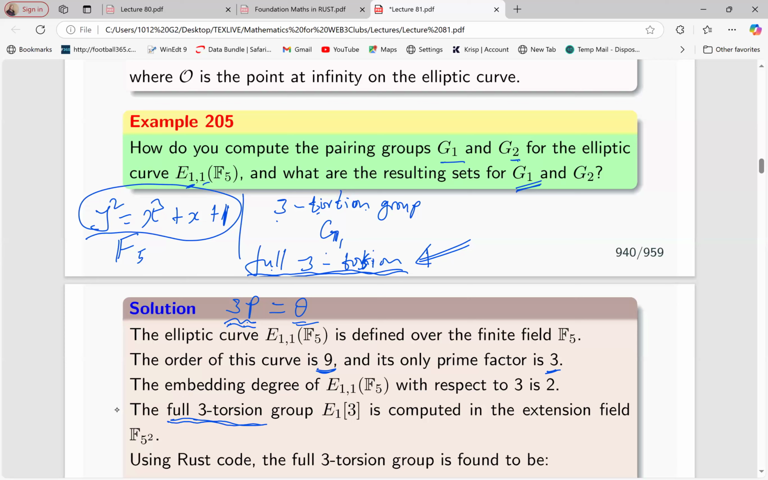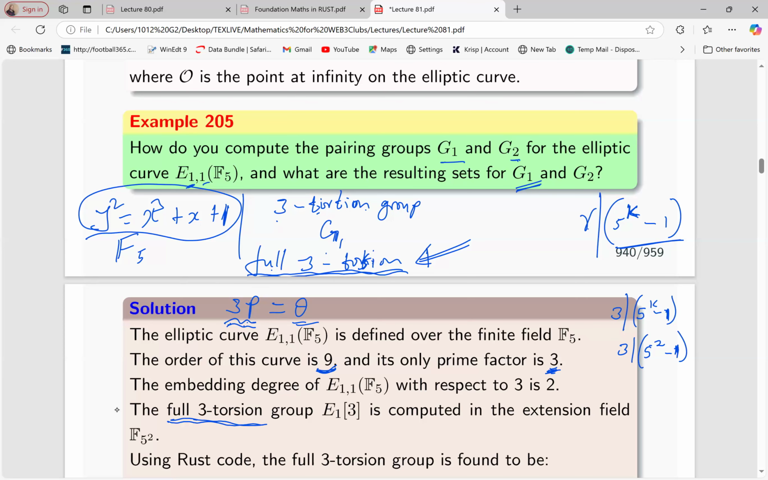The longer way says, after you have found the order of the group and the divisor, you find the embedding degree. What is the embedding degree? The embedding degree K is the smallest positive integer that will make R divide the right-hand side. R in our case is 3. So what will make 3 divide 5 raised to K minus 1? There are several values that can make the right-hand side divisible by 3, but the least of them all is what we want. And the least of them all is 2.